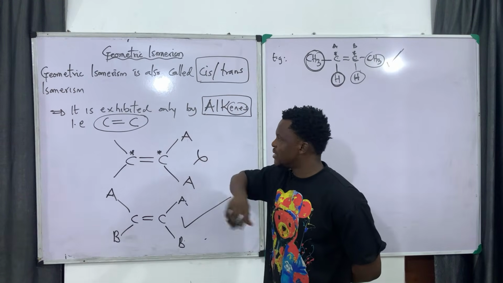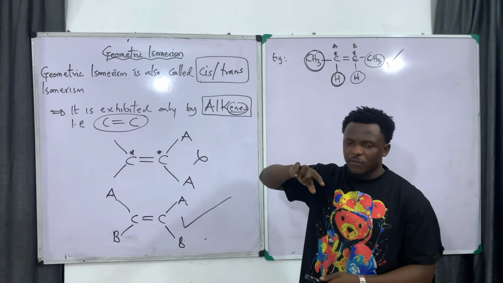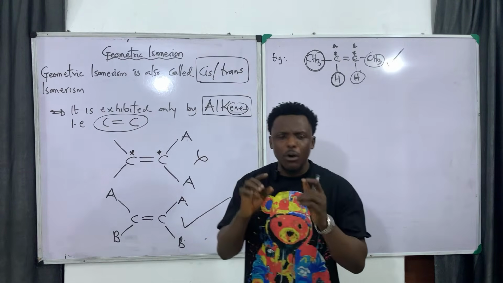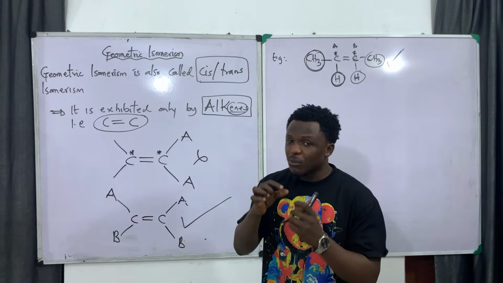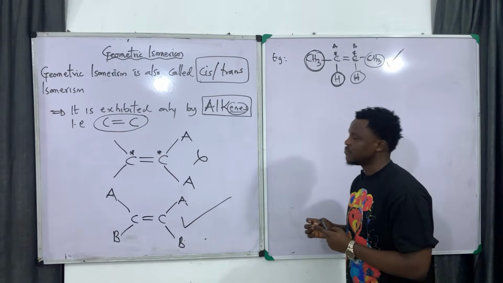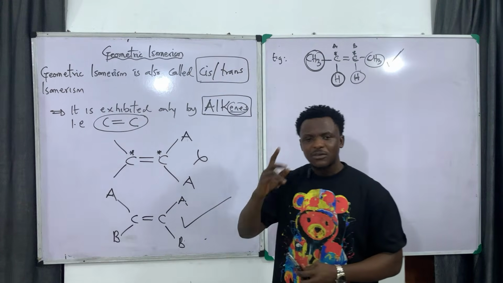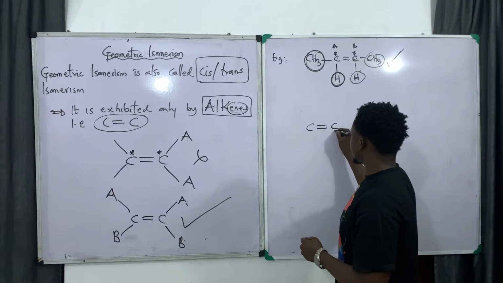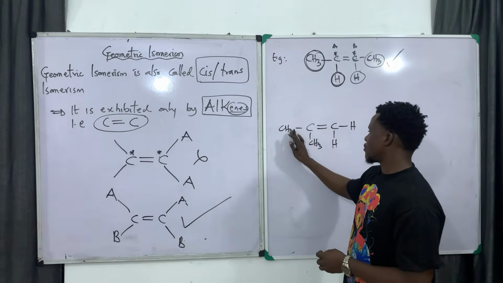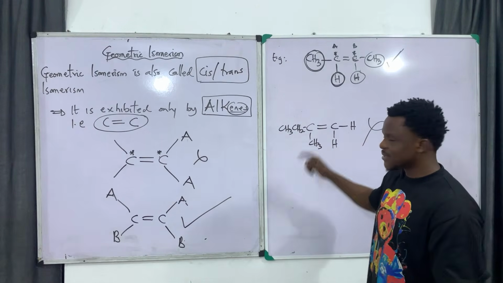For any compound to exhibit geometric isomerism, it must have a double bond. That is, it must be an alkene. But being an alkene is not enough. For anything to be called an alkene, it must have a carbon-carbon double bond. It's a must. But that alone is not enough. Each carbon of the double bond must not have two of the same type of substituents. For example, if I have this, this will not exhibit geometric isomerism.